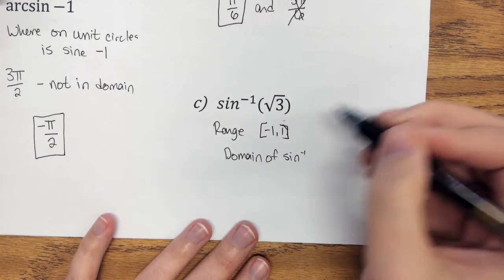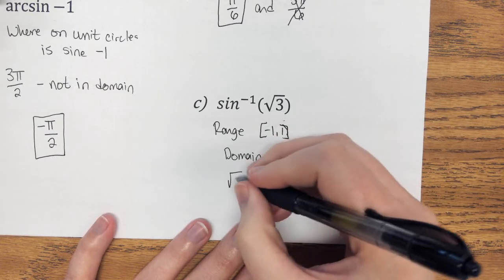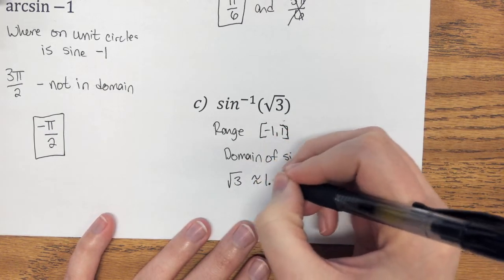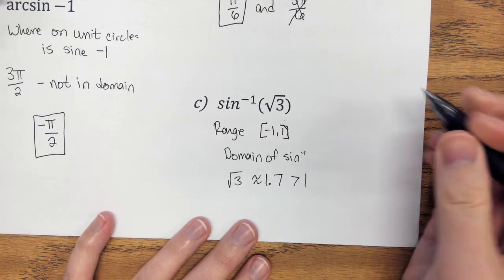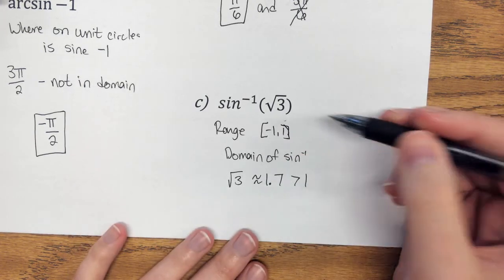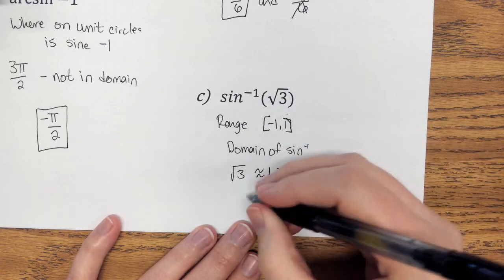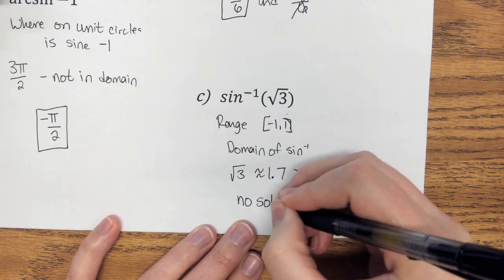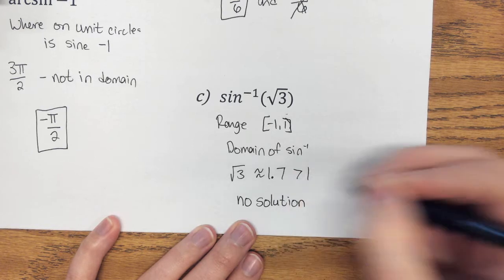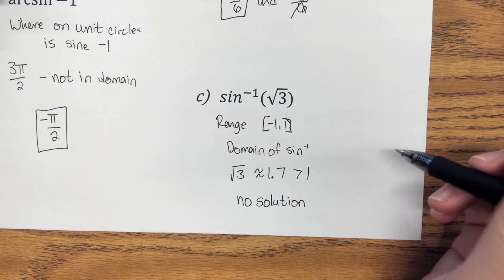Now here's your problem. You're trying to plug in square root of 3, which is about 1.7. That's greater than 1, which means this is outside the domain of my inverse sine function. There is no such angle where this happens. This has no solution. So anytime it's outside of the range of the original function, you can say that it has no solution.